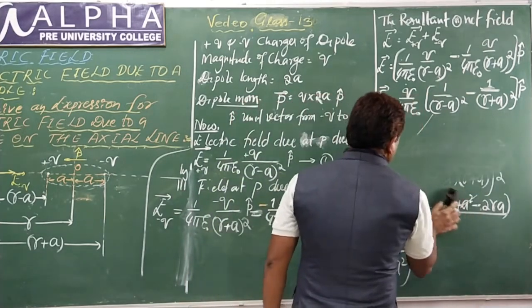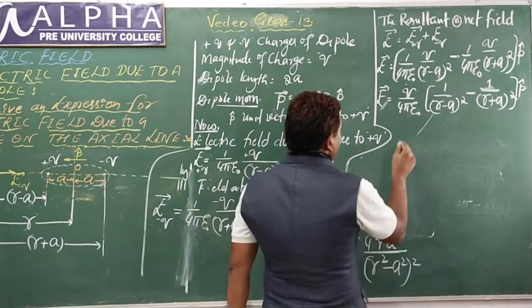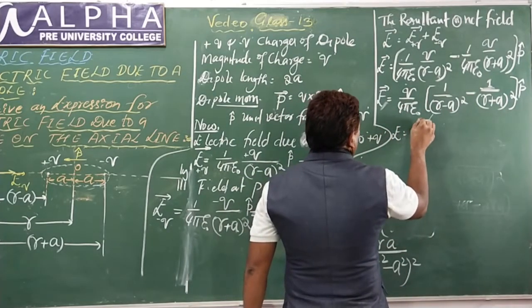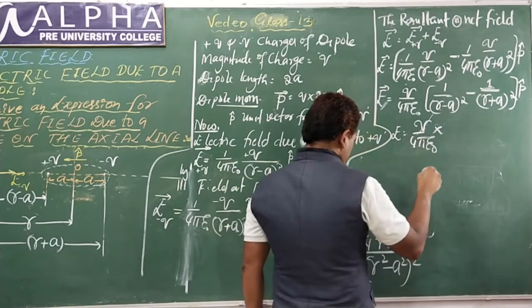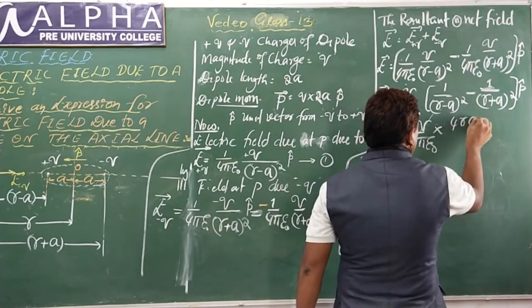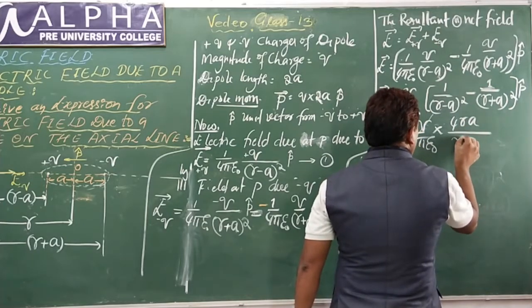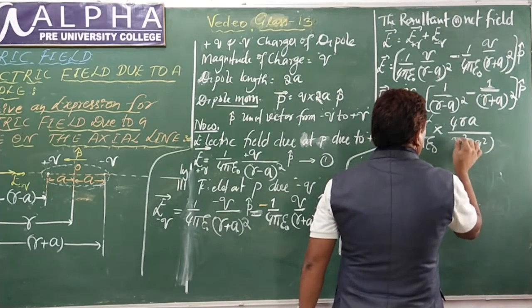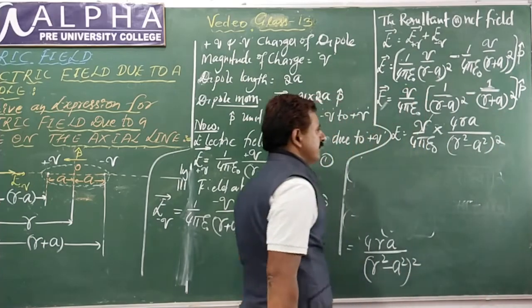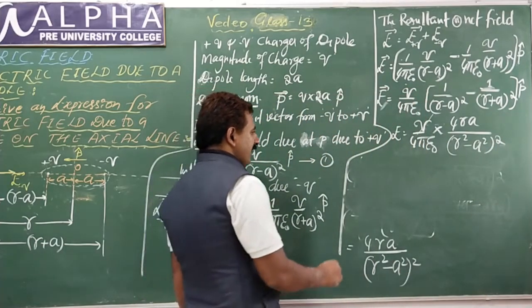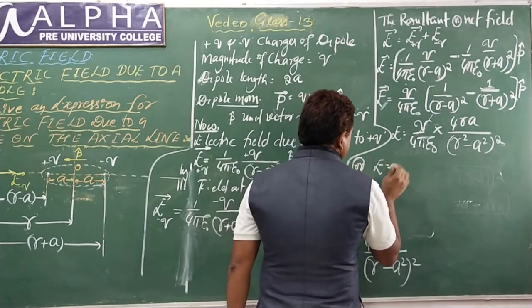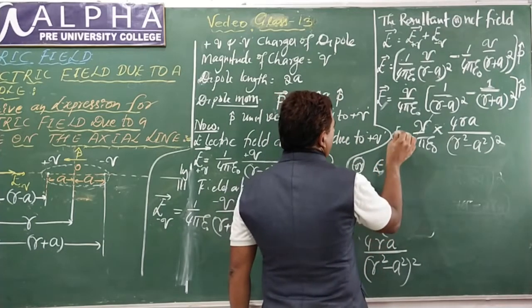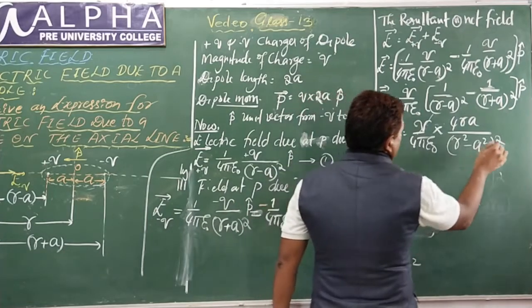I'll rub this. Only write E equals Q divided by 4 pi epsilon naught into, what's the value? 4RA divided by R square minus A square whole square. That's it. Now, we'll rearrange a little bit, for our further simplification, for my requirement, I write an arrow here.